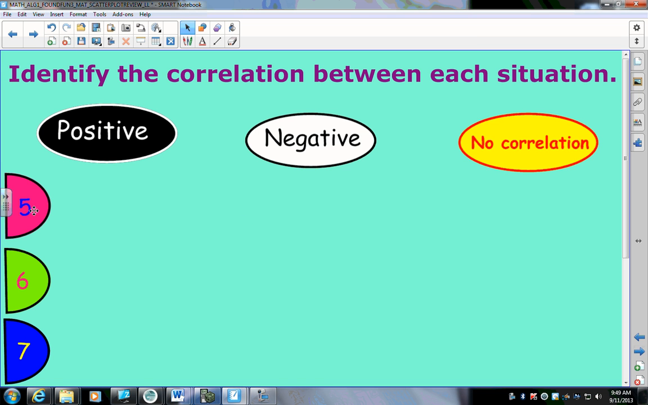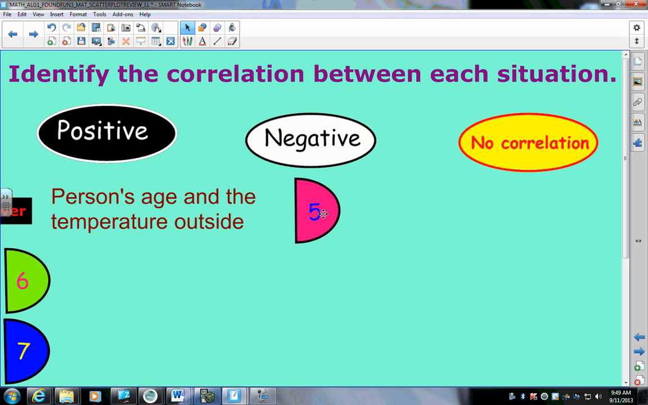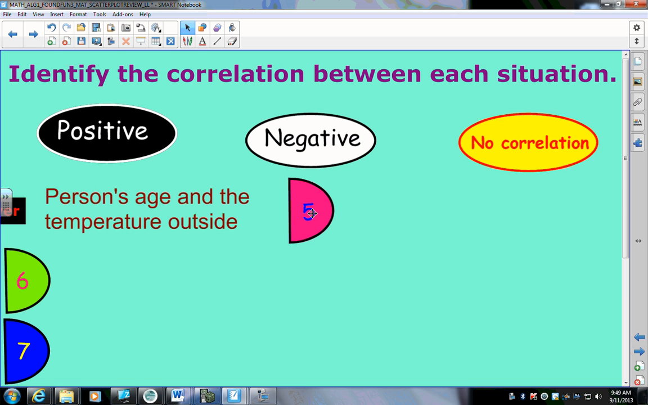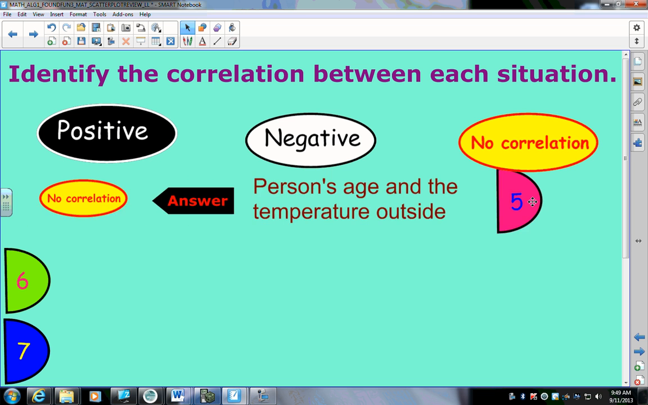Okay, here we go. Try number 5. Write down P, N, or NC. It says a person's age and the temperature outside. So the older you are, does that affect the temperature outside? No, that is no correlation.